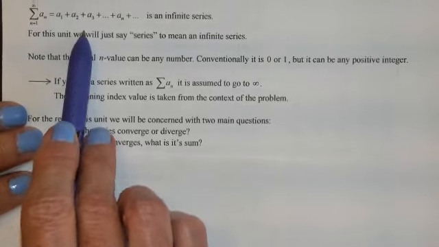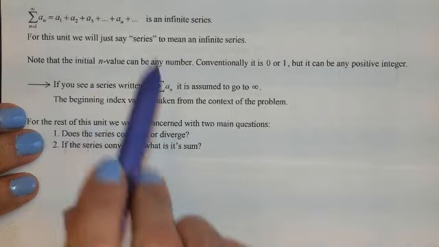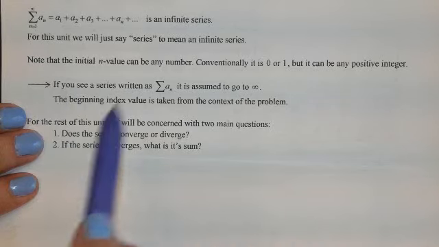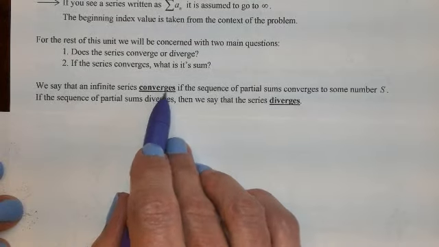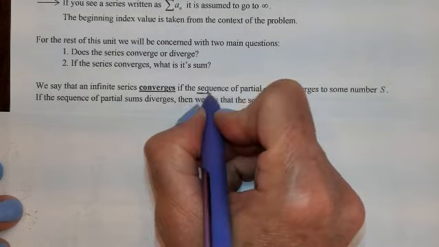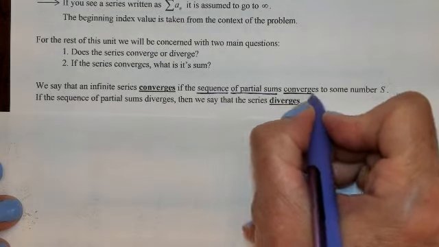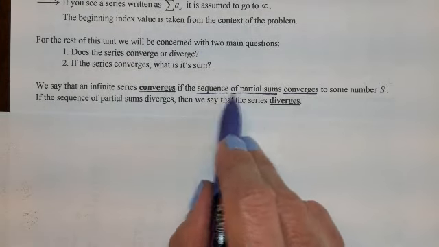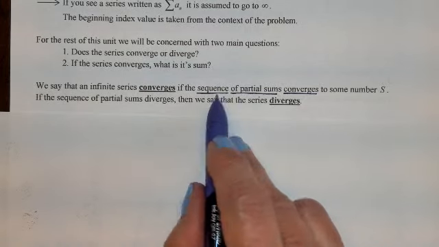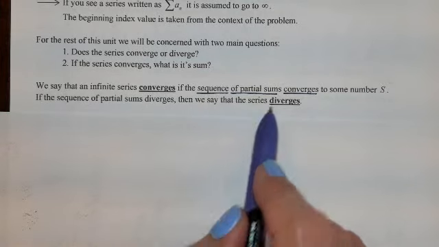All right. So, for the rest of this unit, we're going to be concerned with two main questions. Does the series converge or diverge? And if the series converges, then what is its sum? Okay? So what does that mean when it's a series? We talked about what convergence and divergence is with a sequence. What does it mean for a series? Well, we say that an infinite series converges if the sequence of partial sums converges to some number S. And so we're going to be thinking of it in that way, sequence of partial sums.